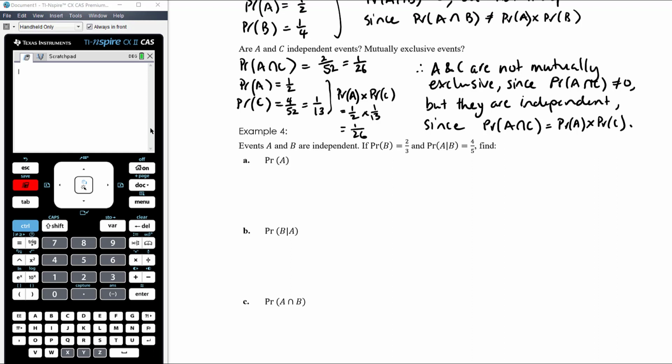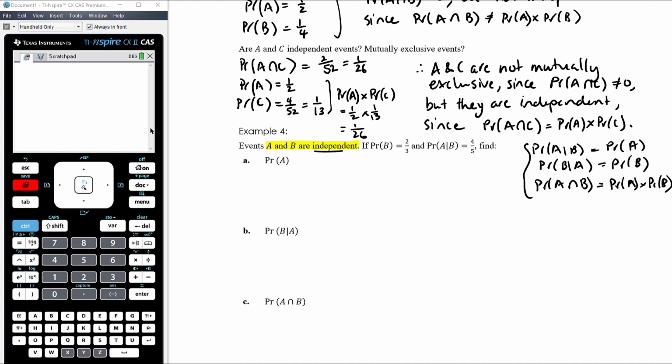Okay, example 4. This time we're told that events A and B are independent. So therefore, the fact that they are independent means that we can assume that the probability of A given B is equal to the probability of A. We can assume that the probability of B given A would be equal to the probability of B. We can assume that the probability of A intersection B is equal to the probability of A times the probability of B. Okay, so we can use all those facts about independence.